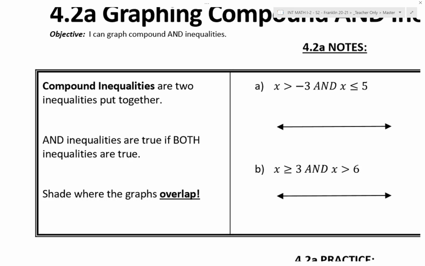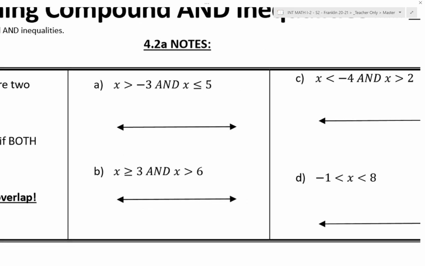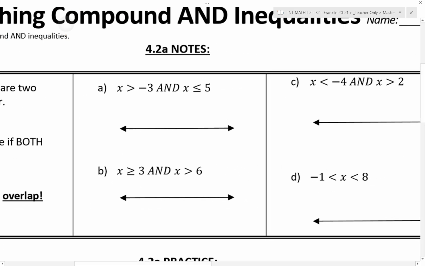Because we're just doing graphing today, we're going to graph both of these inequalities on the same number line, but we're only going to shade where the two graphs overlap. These are also called intersections, but for these notes we're just going to refer to them as "and" inequalities. The reason is that we use the word "and" when we write them.